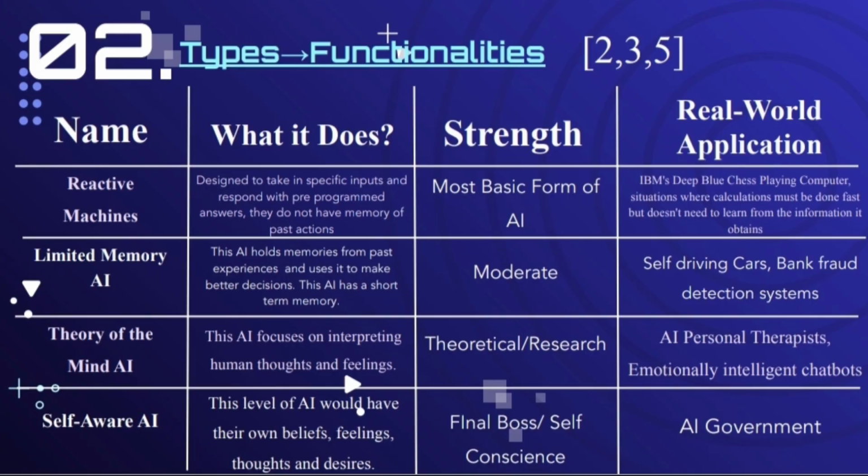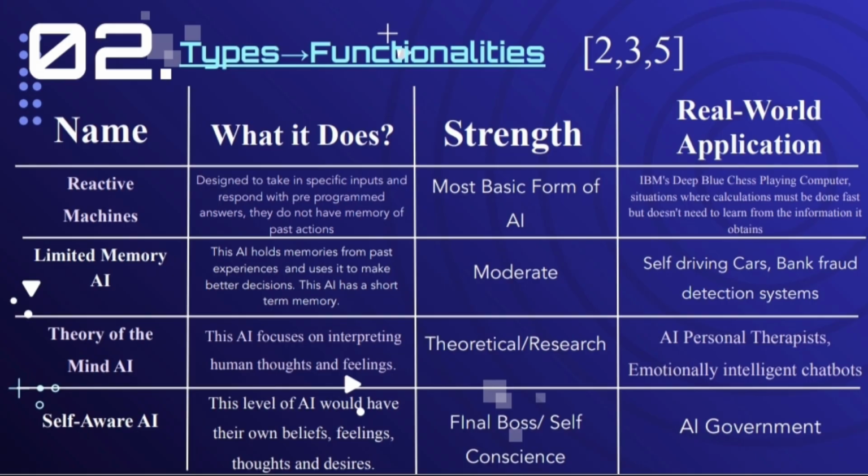The next one we're going to talk about is theory of mind AI. The strength of this one is theoretical/research, because it's all in the research phase. We haven't actually had it come to fruition yet. This AI focuses on interpreting humans' thoughts and feelings, and some real world things we could do with this is use AI personal therapists or emotionally intelligent chatbots, because all around the world, we have a loneliness epidemic, and maybe these chatbots could really help some people out.